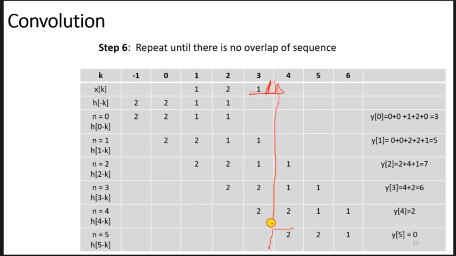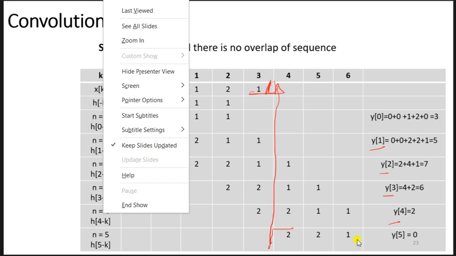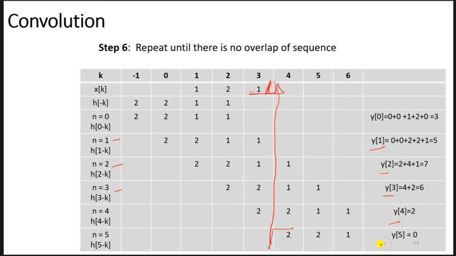So when there is no overlap, you will get zero. So how many delays here? Y1 is one delay, Y2 is two delays, Y3 and 3, Y4 and 4, and then you have Y5 and 5. After this there is nothing more. Alright, so that is how you do the convolution.